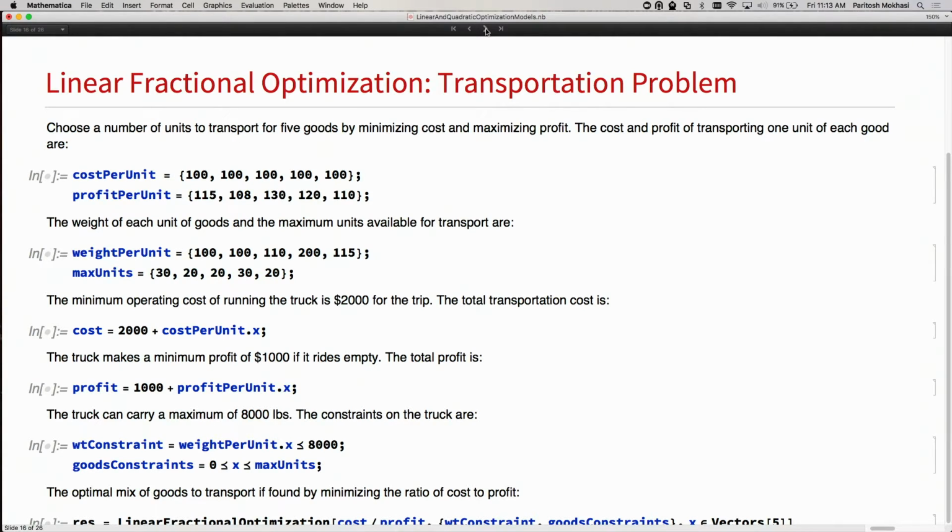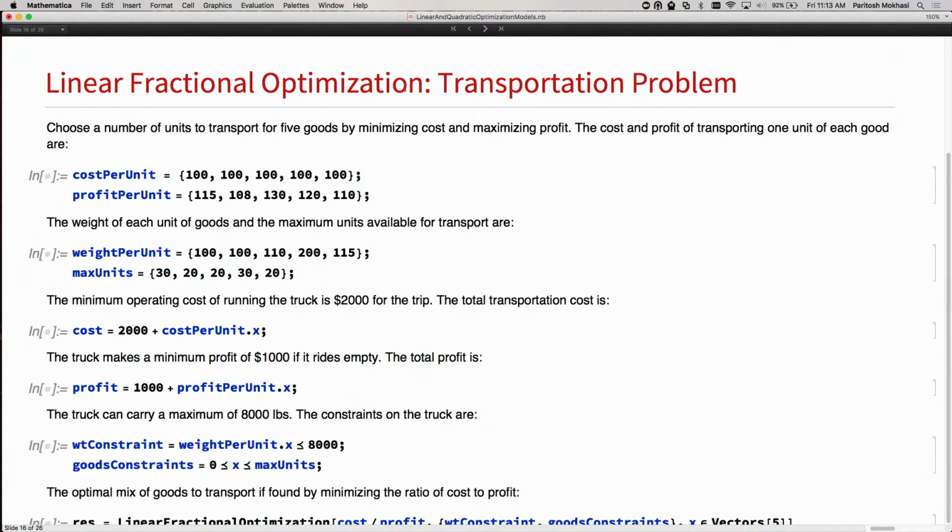But the objective function goes to negative infinity, but you'll still get the value of x and z will still be something finite. So that's something to keep in mind. Okay, so the best way to talk about linear fractional optimization is through an application problem. I'm going to talk about the transportation problem. It's a toy problem, but I'm sure it'll convey the underlying message.